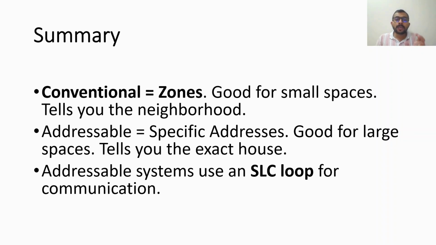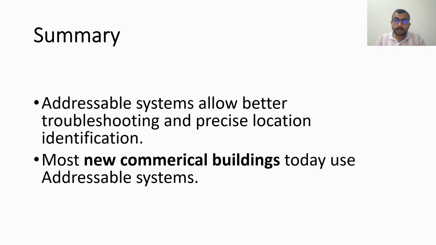In addressable, you get specific addresses of the devices. If any fire condition occurs, the address or the location of the particular device will be informed from the panel. So it is good for large spaces. It tells you the exact location. The addressable systems use an SLC loop, the signaling line circuit, for communication, to ensure constant communication between the panel and the devices. The addressable system allows better troubleshooting and precise location identification.